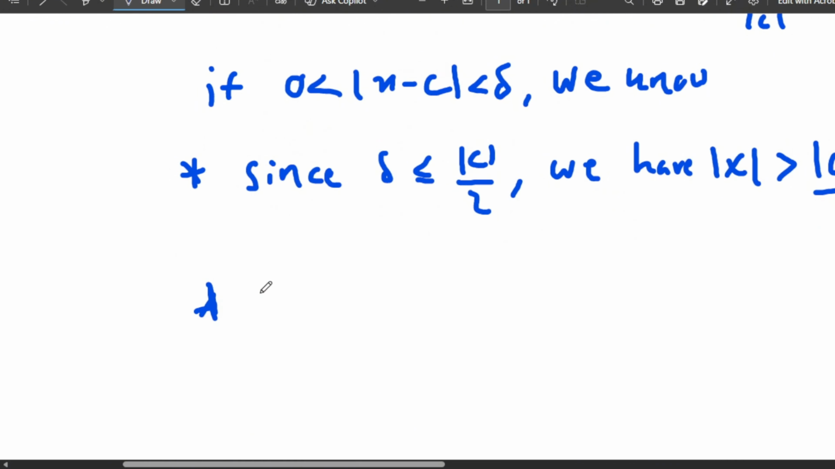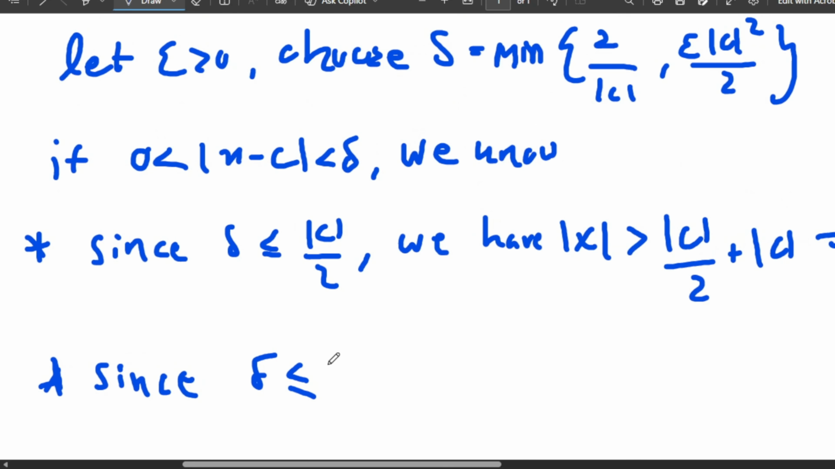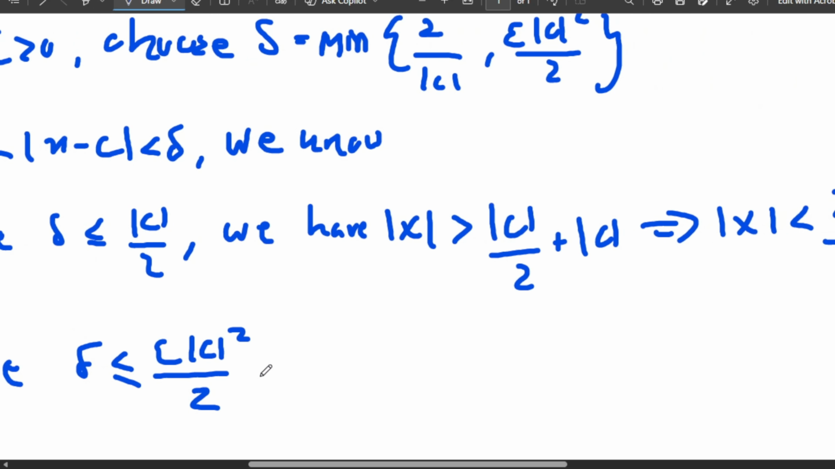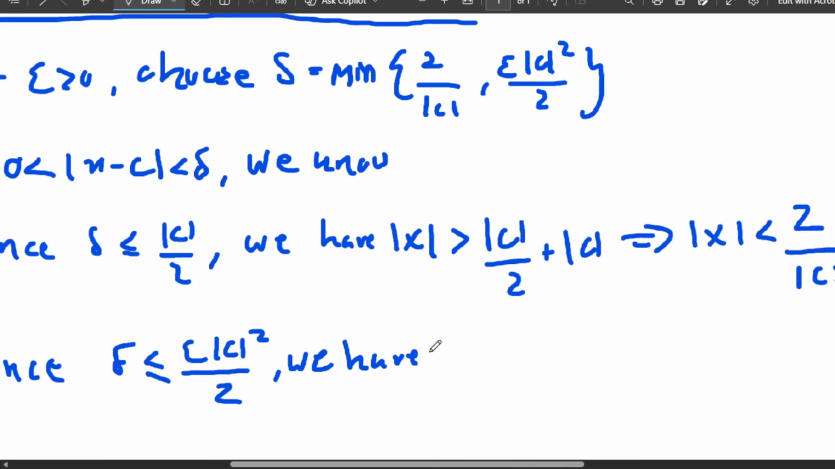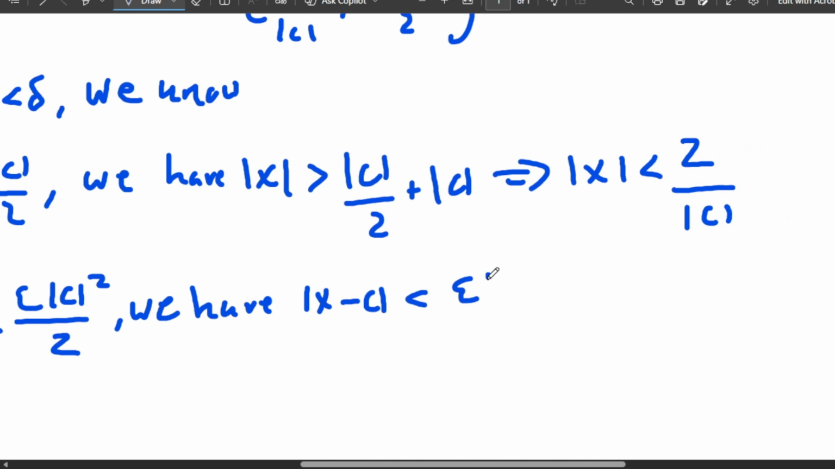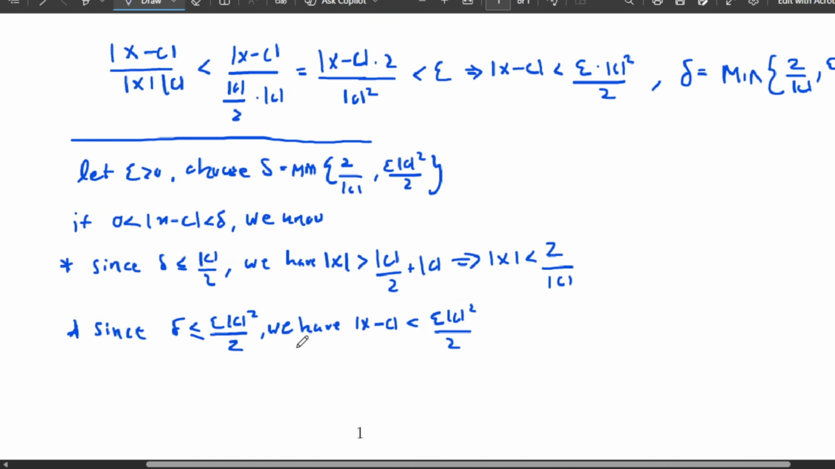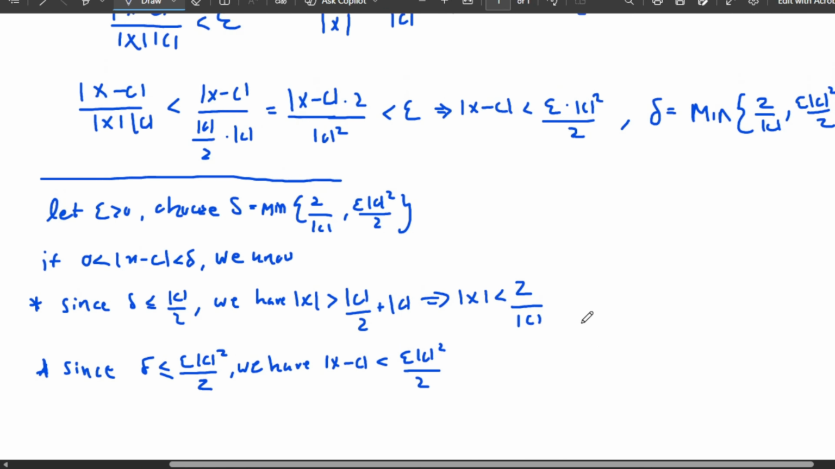And also, since delta is less than or equal to epsilon |c| squared over 2, we have that |x minus c| is strictly less than epsilon |c| squared over 2. Well, using this, we apply it to the bounds.